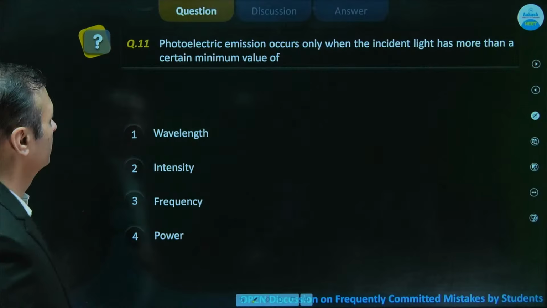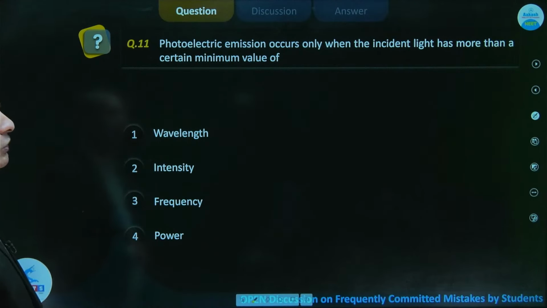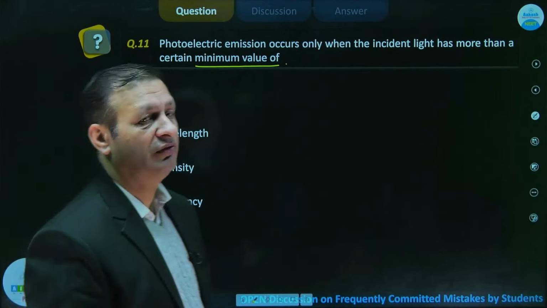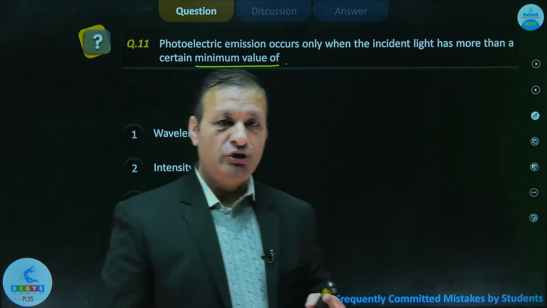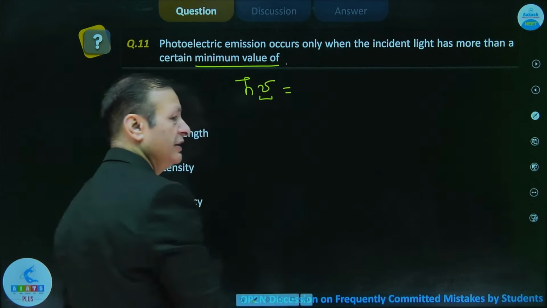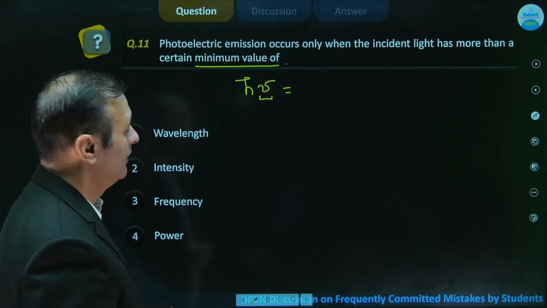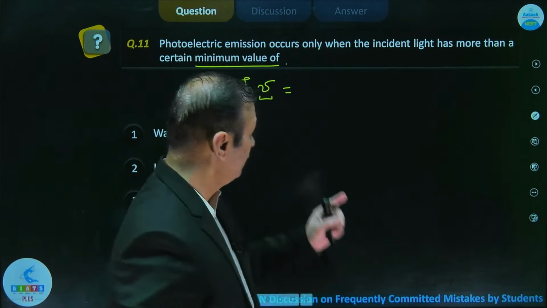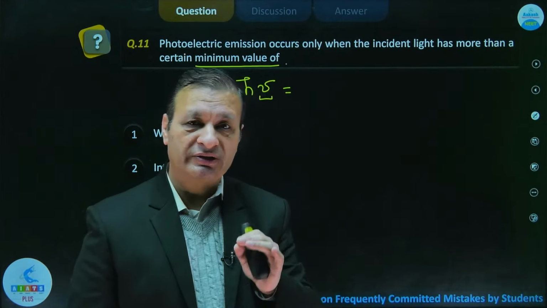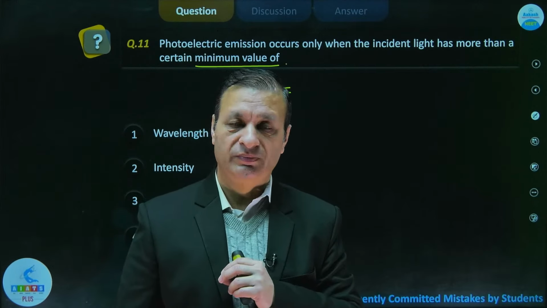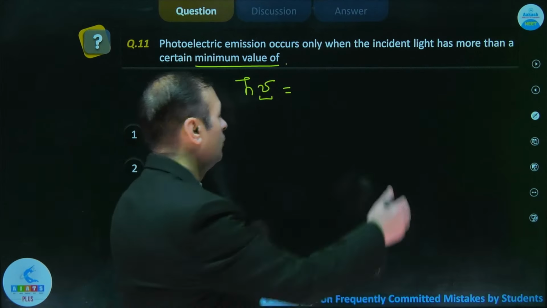So this is 2. Photoelectric emission occurs only when the incident light has more than a certain minimum value of what? So this is purely based on the photoelectric effect. When you allow a photon of incident frequency nu, this is the incident energy. But if this incident frequency or incident energy is less than the threshold frequency or the threshold energy, what do you call it? Work function also.